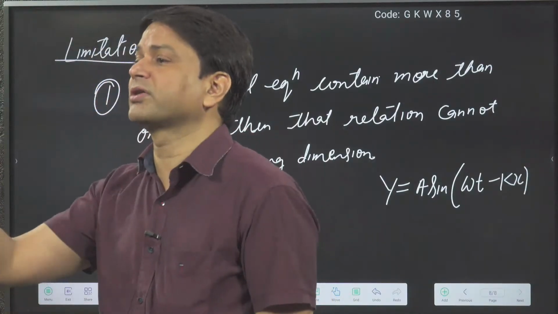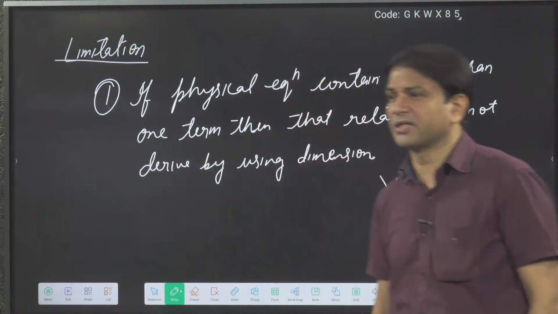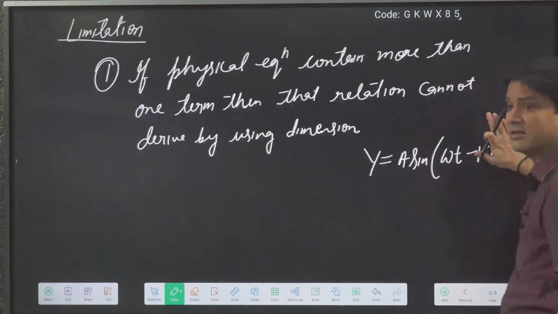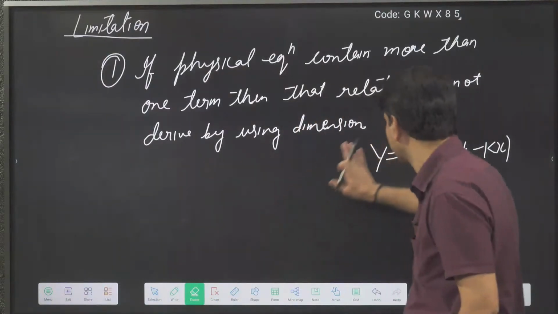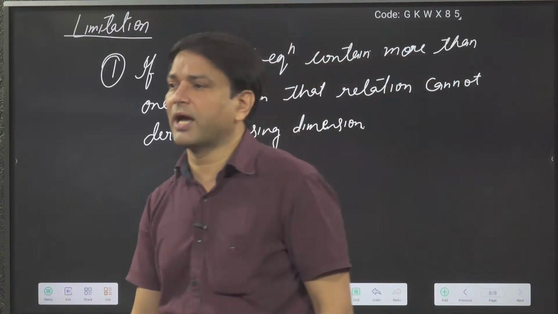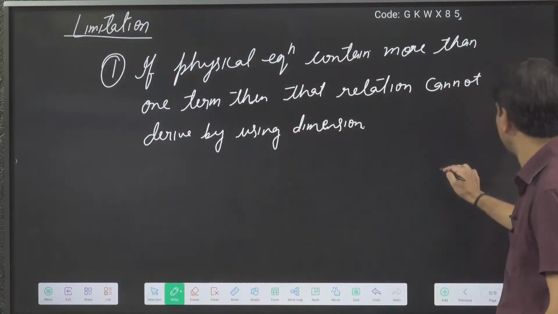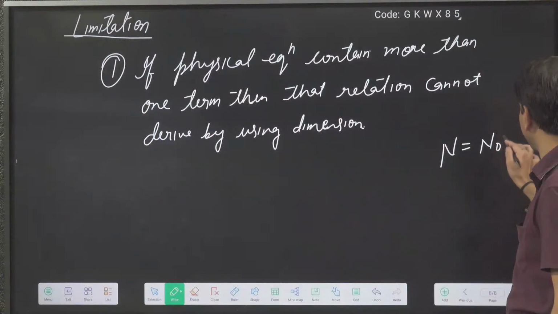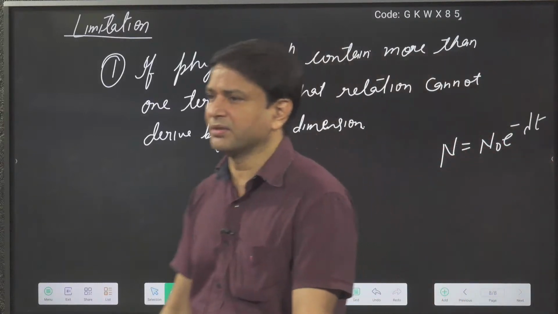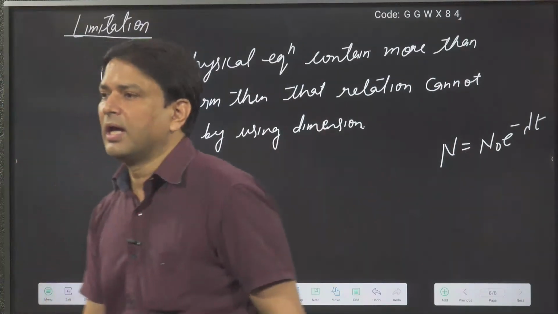It means those equations we cannot derive by using dimensional analysis. So if the equation contains a trigonometric function, log function, or exponential function, these equations cannot be derived by using dimensional analysis. Like I write one equation, n is equal to n naught into e to the power minus lambda t. I cannot derive it by using dimensions, because how do I know that e to the power is there in this function? Everybody got it?